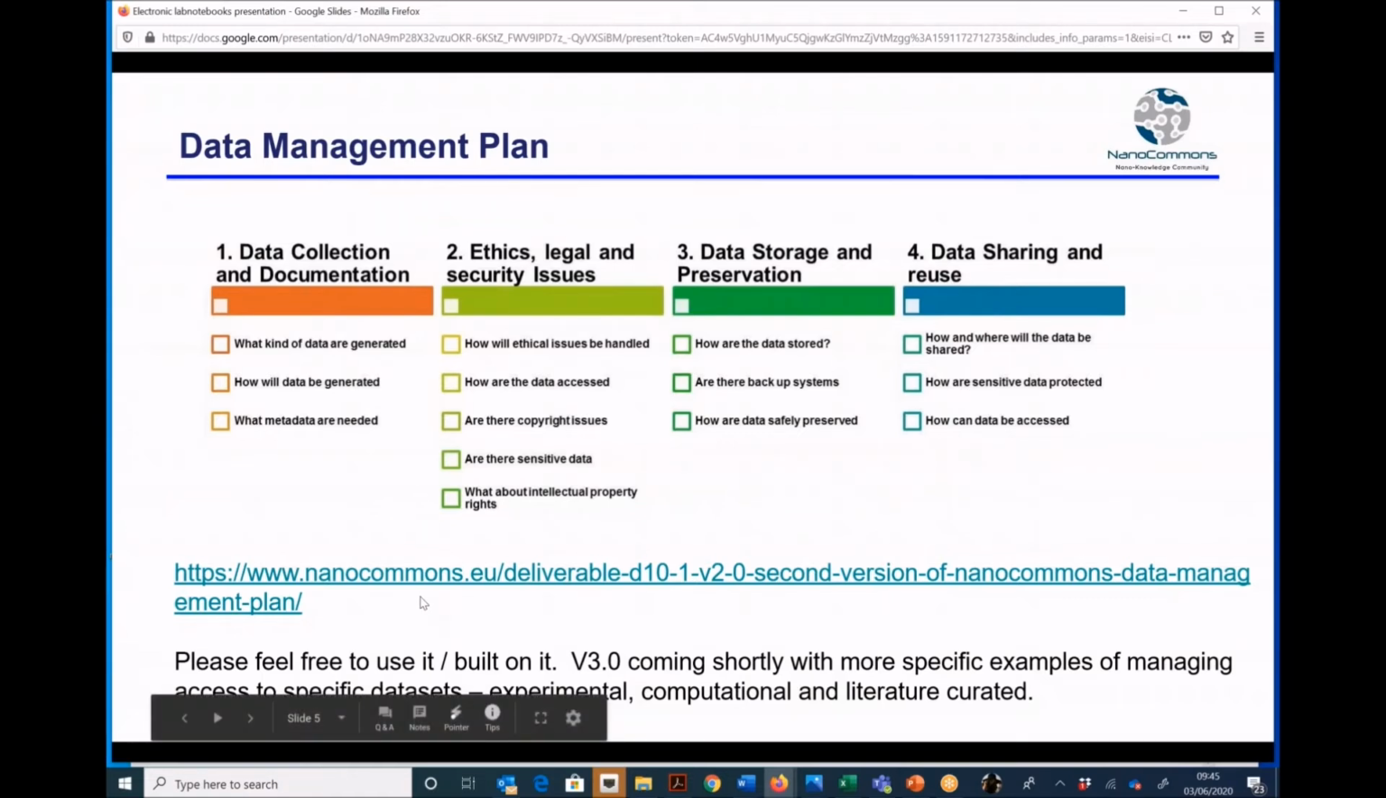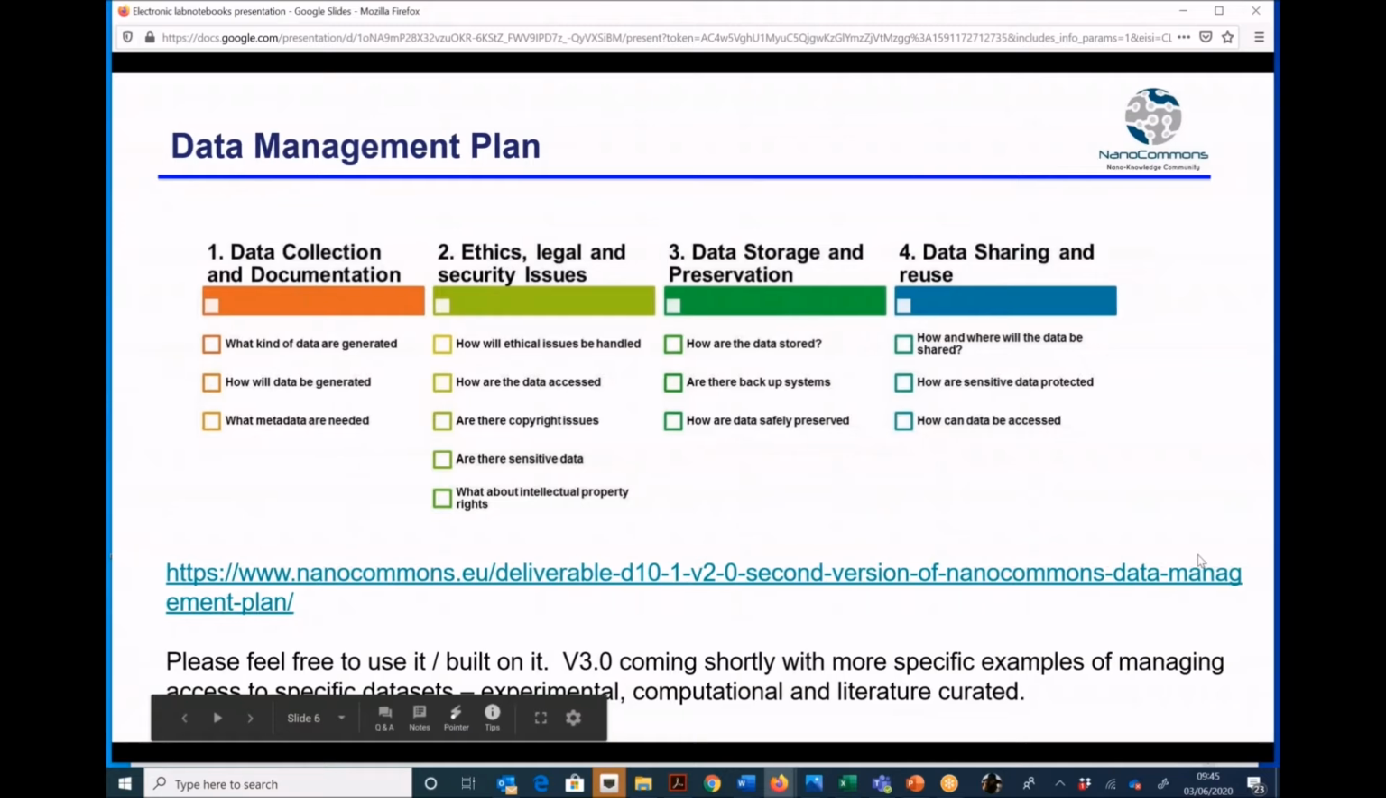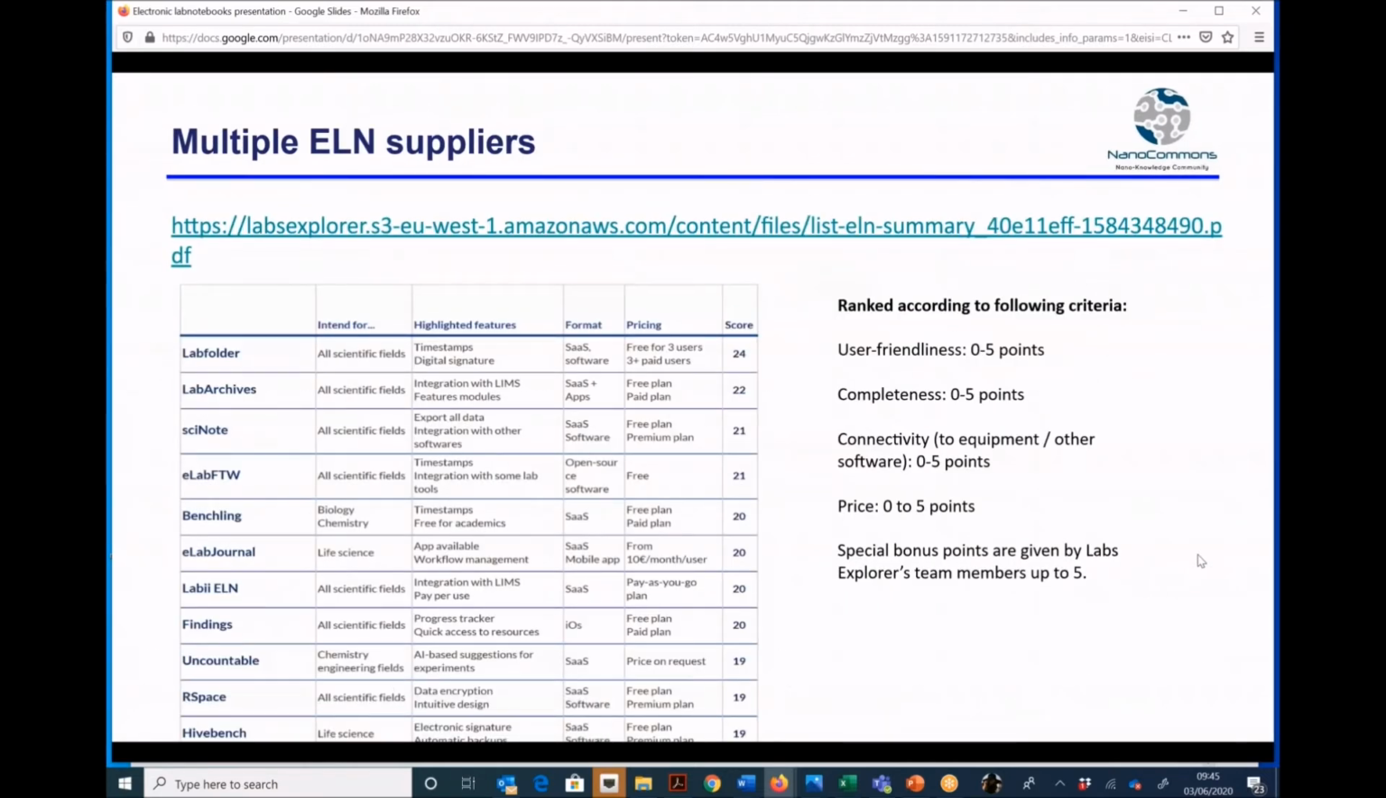And again, here I just wanted to flag up that the NanoCommons data management plan is publicly available and everyone is free to use it. Our next version is coming very shortly, so hopefully during the summer, which will describe specific examples of how we manage the different types of data, so experimental data, computational data, and literature curated data.